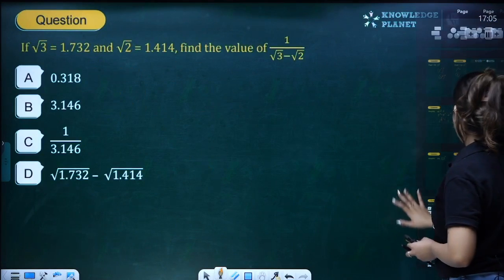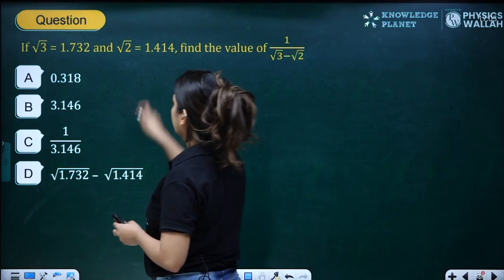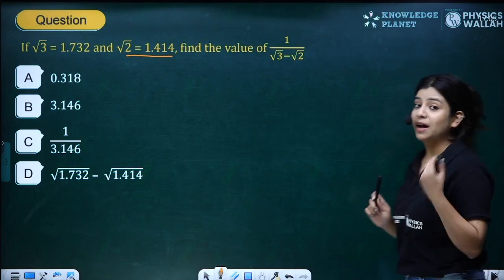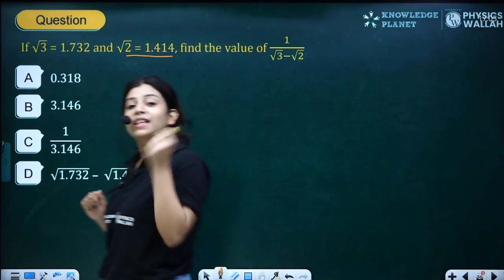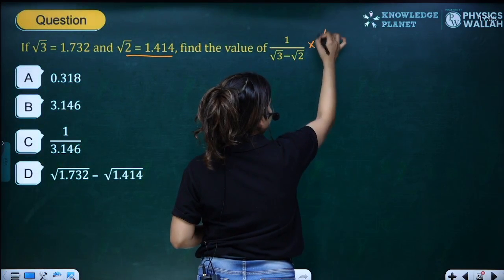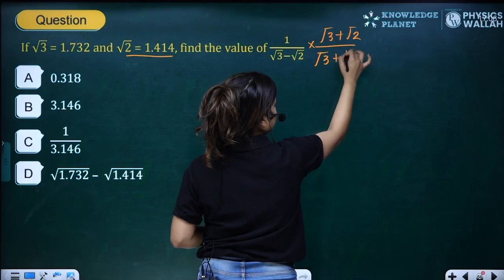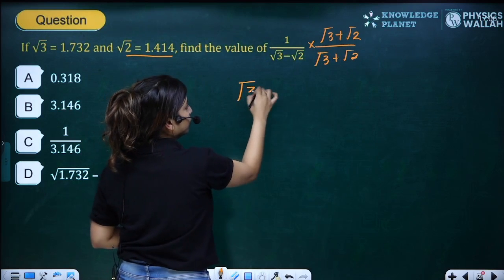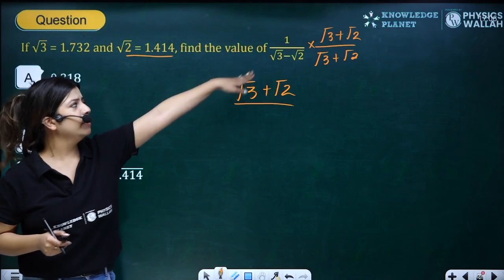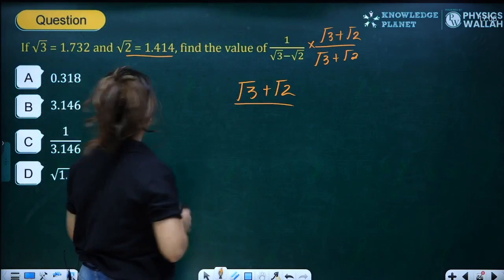All right, over here. So we have over here what? If root 3 is 1.732 and root 2 is 1.414, find the value of 1 by root 3 minus root 2. So instead of applying the direct value, first rationalize. That will help you a lot. Root 3 plus root 2 divided by root 3 plus root 2. In the numerator, we will be having root 3 plus root 2. Right? If you would have applied the direct value, that will come in irrational form, right? And then again, you have to divide it by 1 to get the exact answer from these options.